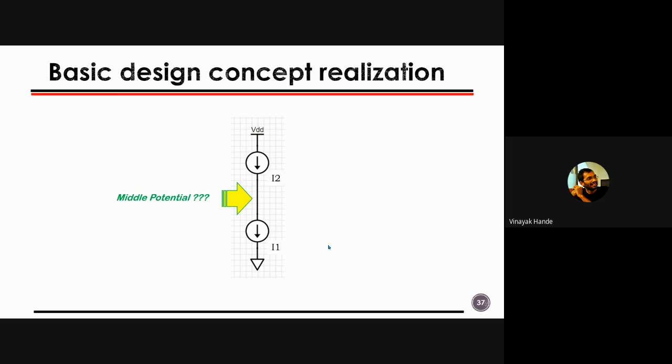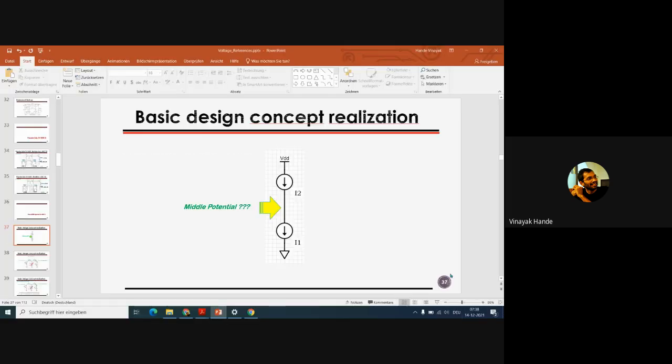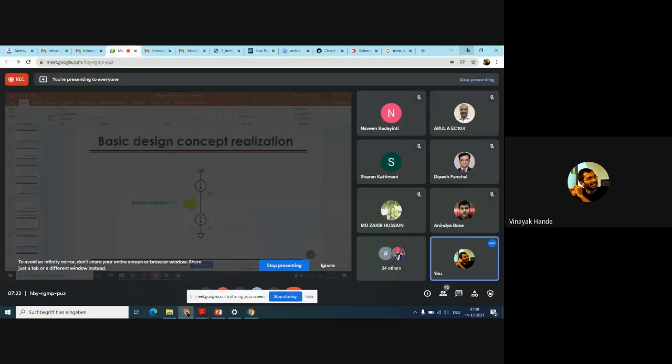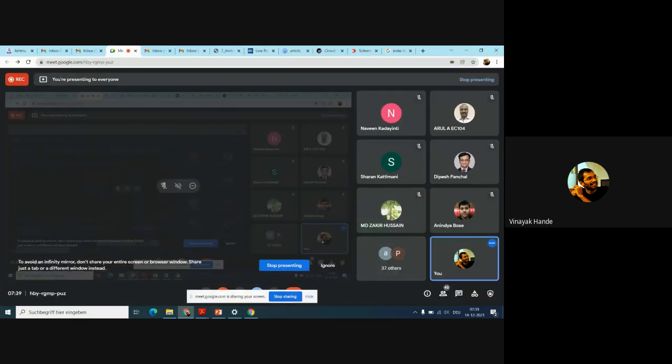Now, here is a quick question to the audience. What is the middle potential, if I wanted to tap or measure the voltage at the middle of these two current sources, if I1 is exactly similar to I2? Anybody can take a challenge. You can give a wrong answer as well.